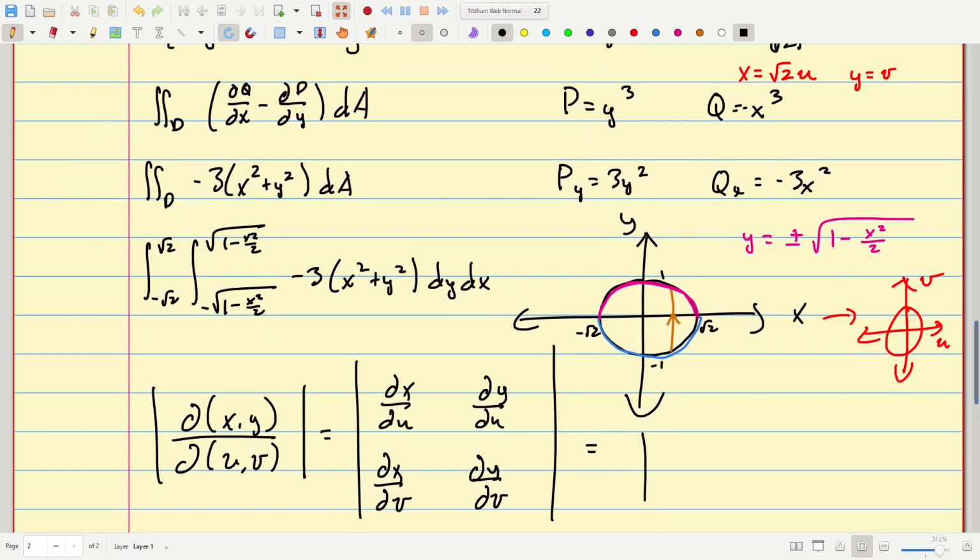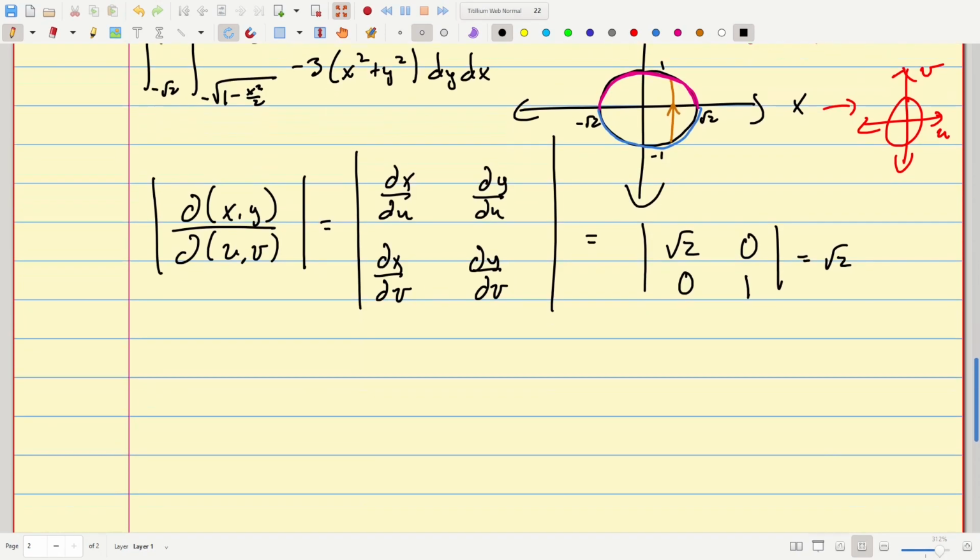Looking at that new set of coordinates up here in the upper right, what's the derivative of x with respect to u? Derivative of x with respect to u. Radical 2. What's the derivative of this with respect to v? 0, right? Because there's no v's in it. What's the derivative of this with respect to u? 0. With respect to v? So this introduces a factor of the square root of 2.